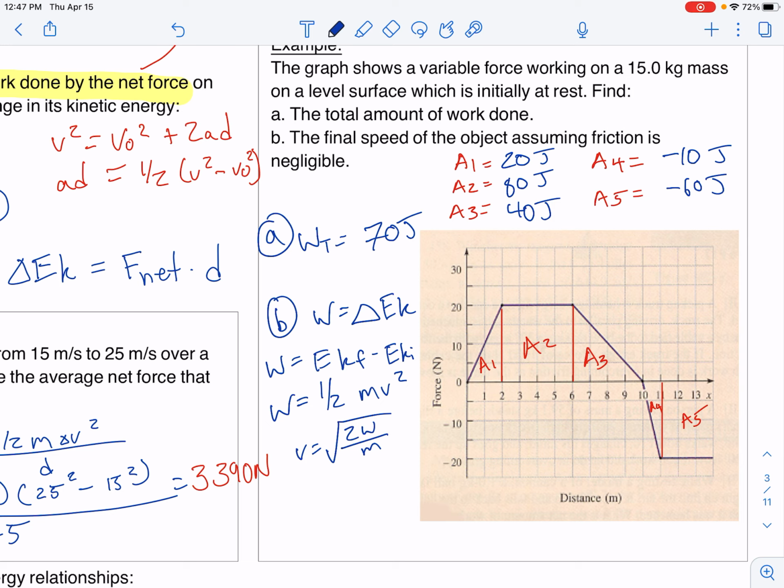So we do the square root of 2 times 70 divided by 15. I need my calculator. Sorry, I'm going to pause so you guys can solve it. It's going to be 3 something. Okay, 3.05, we'll say.